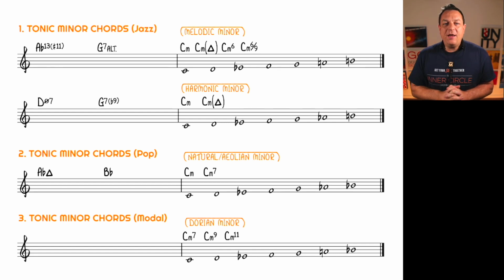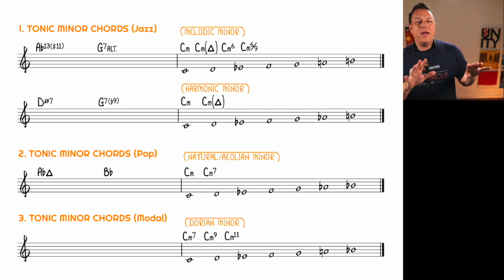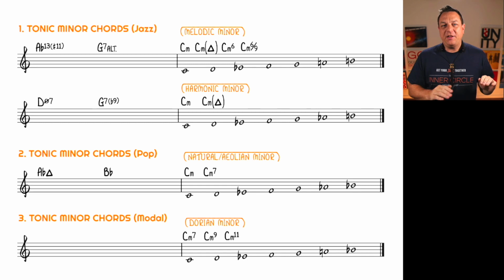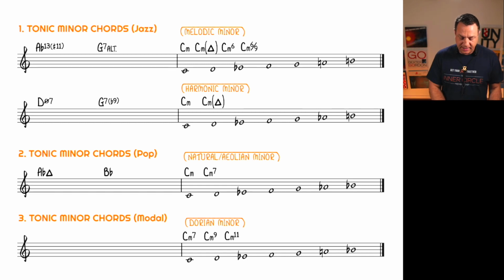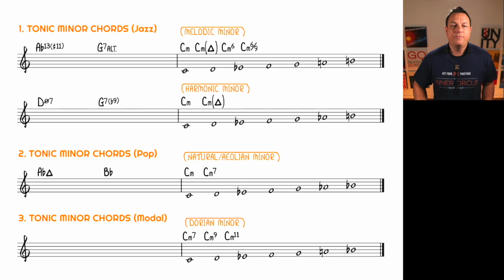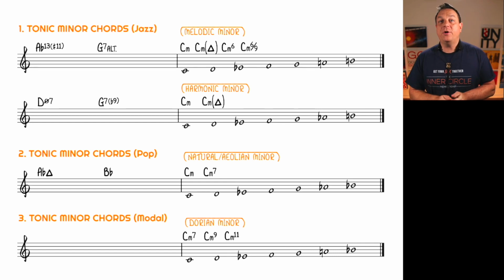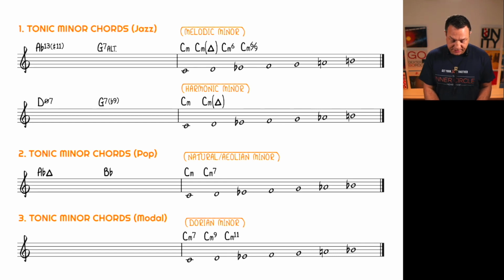Number 2, if you have a pop context, and especially where there are songs with the flattened 6th chord and the flattened 7th chord, then you would use your natural minor scale, aka Aeolian. And finally, if you're in a modal context and it says a minor 7, you'll be using Dorian.